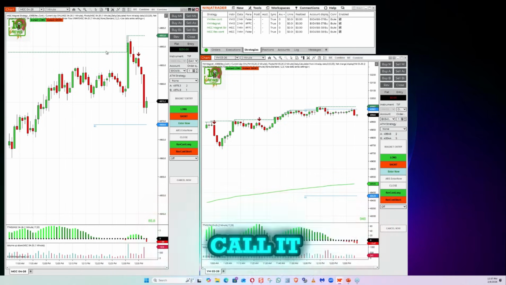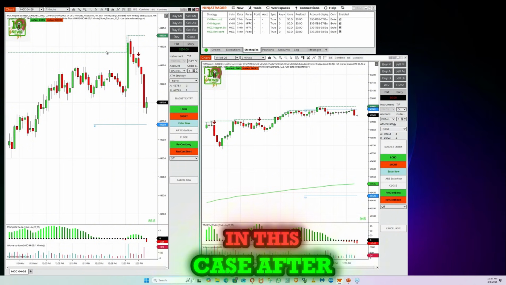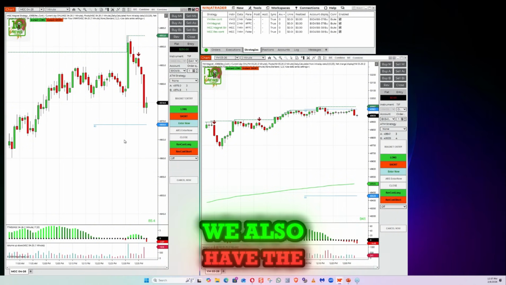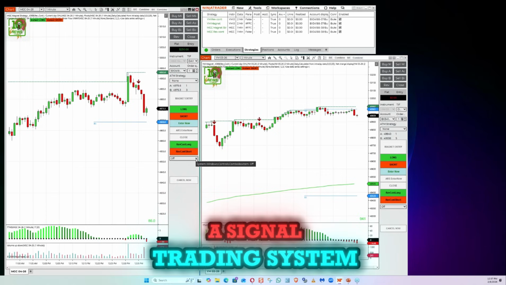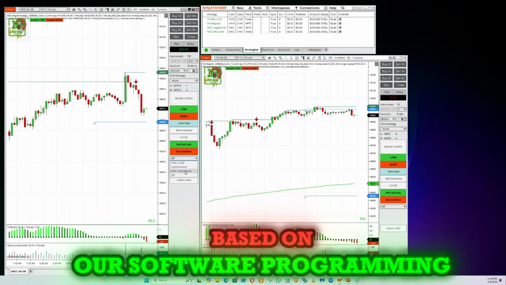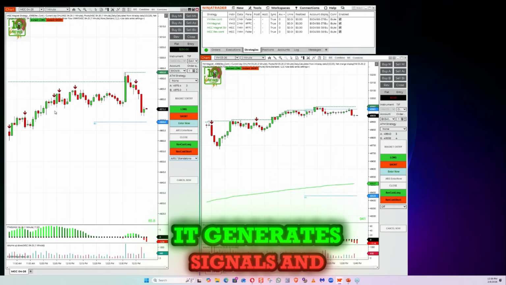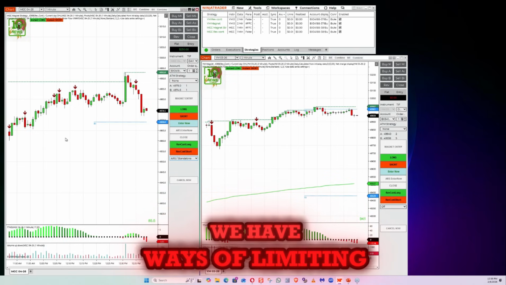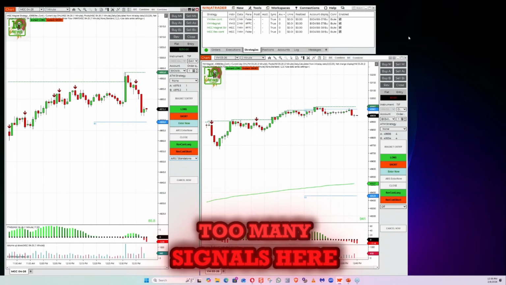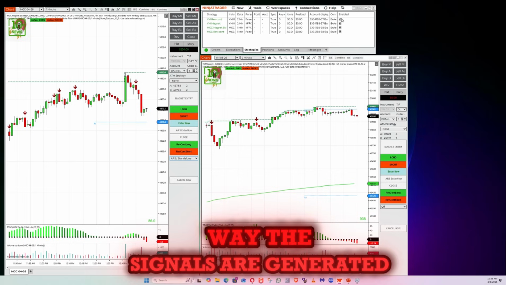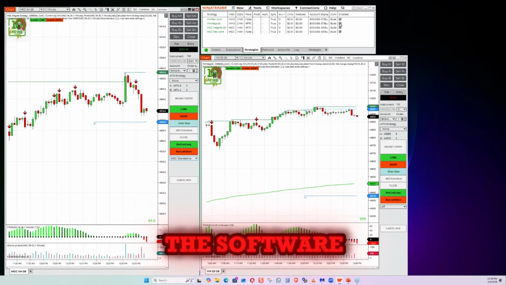It doesn't matter what we call it. It's a system to generate signals after, in this case, a new high and a new low is made. We also have the ability to just do a signal trading system based on our software programming. We call it the ARS standalone system. It generates signals, and we have ways of limiting the signals. If you notice, there's too many signals here. I can change the way the signals are generated by changing elements inside the software.